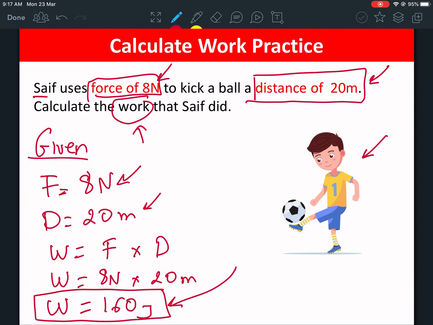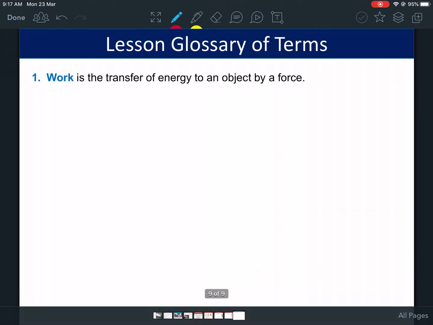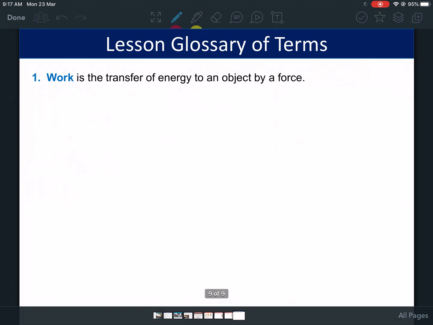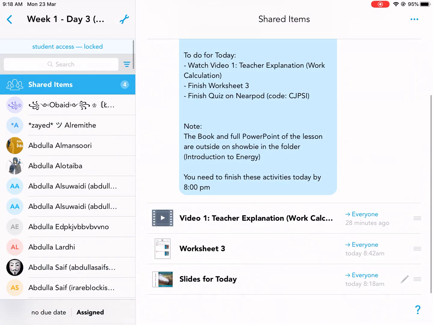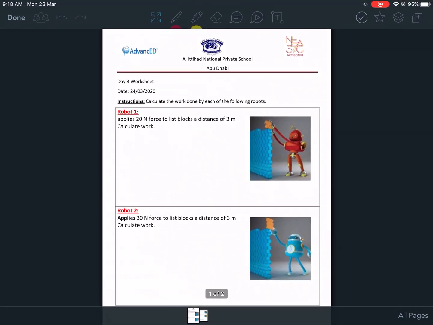So there's an exercise. Okay, this is only the lesson glossary for today. Now when you go into the worksheet, I'm going to press done here, give it a second until it closes. There's worksheet 3 that you have to do today. And it is here. This is worksheet 3, so I'm going to press on the worksheet right now. I want to show you something. So this is the worksheet.